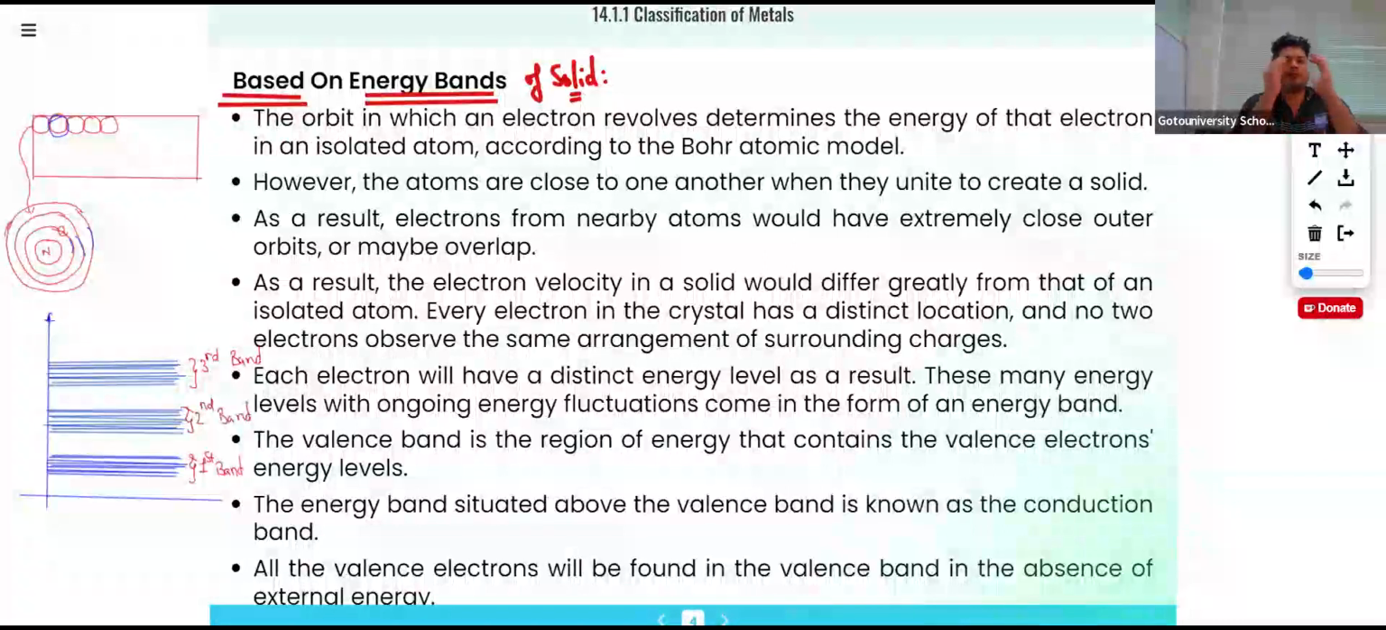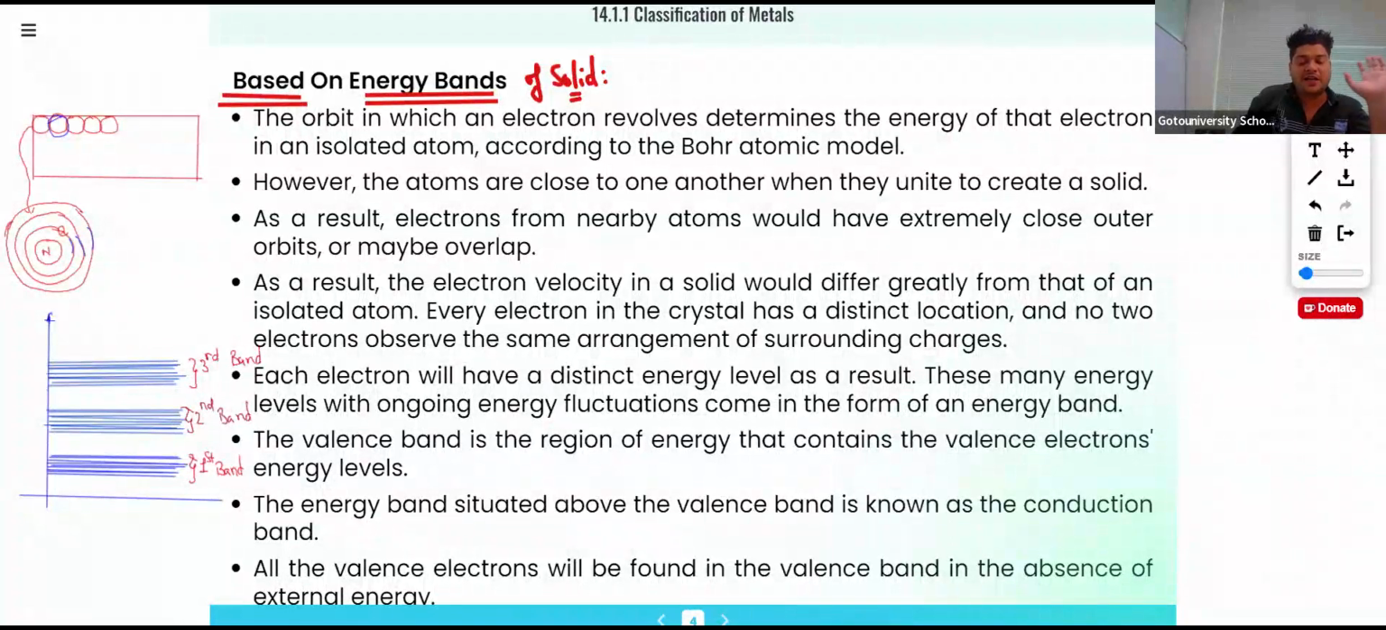If I am plotting the energy from the first shell electron, I'll get the first band. From the second shell, I'll get the second band. From the third shell, I'll get the third band. But if you are plotting the energy from the last shell, anyways, it is going to end. If we are plotting the energy from the last shell, then it will be known as the valence band.